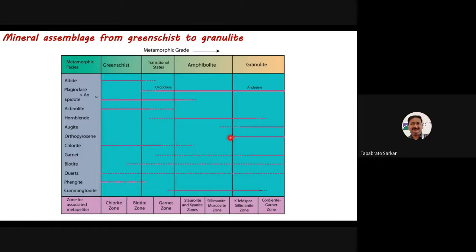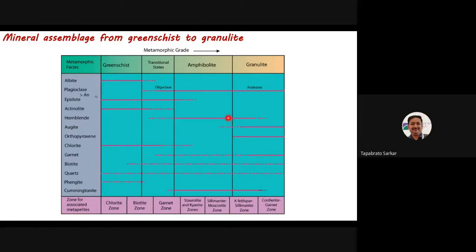the granulite facies condition. Garnet, as you can see, is dotted in the amphibolite facies, which means that for certain PT conditions and certain compositional conditions, garnet can be present in amphibolite facies conditions, but it is prevalent in the granulite facies. But it is only orthopyroxene which starts only from the granulite facies condition.